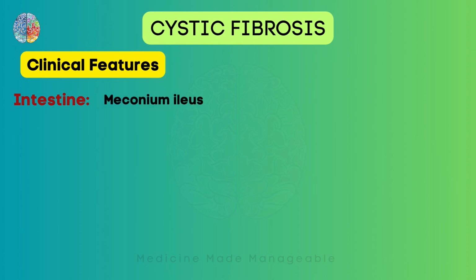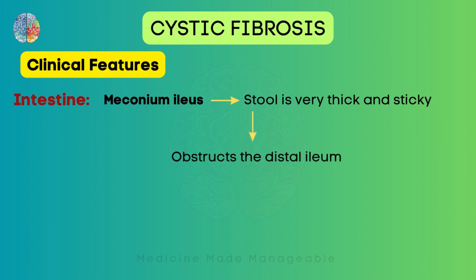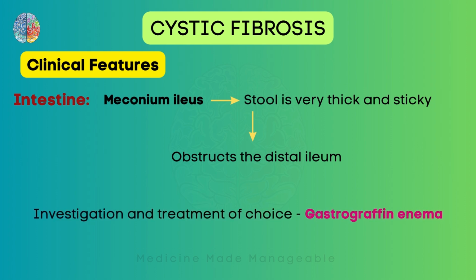Now in the intestine, what can it do? It can cause meconium ileus. So this is basically a condition which is seen in newborns where the stool becomes very thick and sticky and does not pass. So this can actually obstruct the distal ileum and cause a lot of problems to the baby. Just a side note, the investigation and treatment of choice for meconium ileus is gastrografin enema.